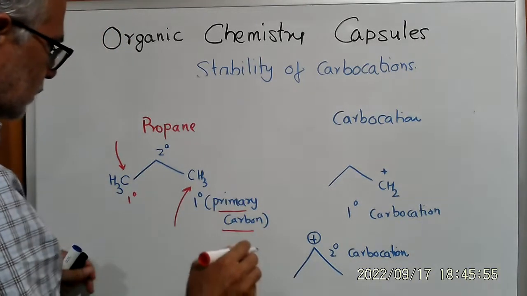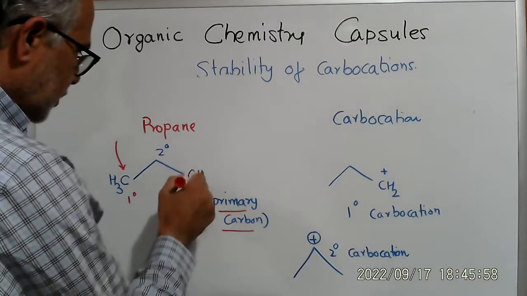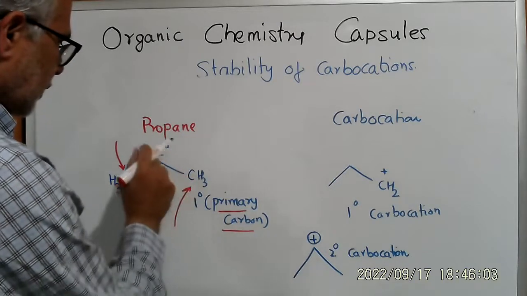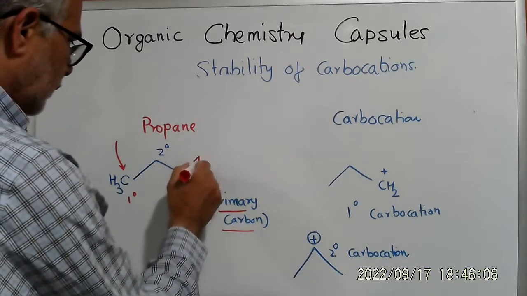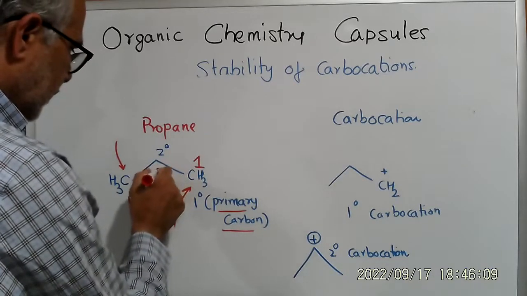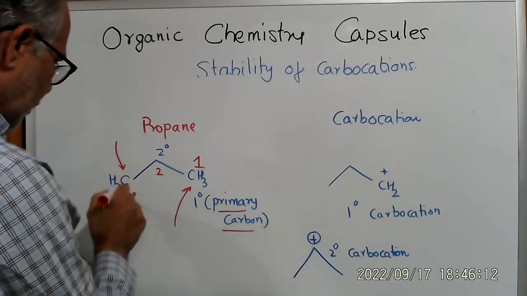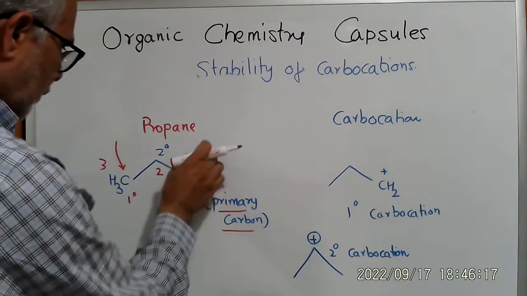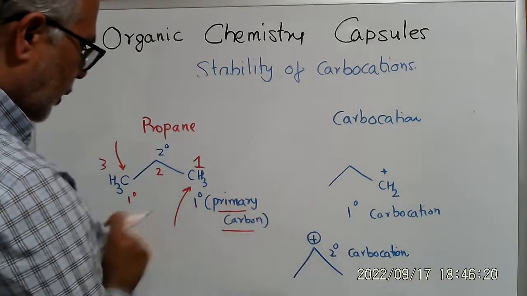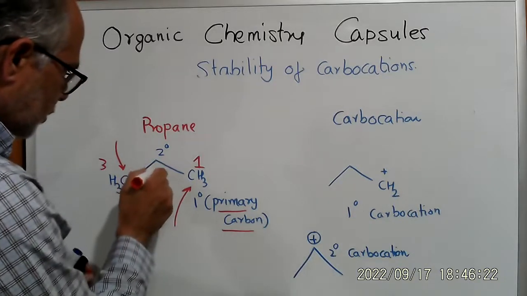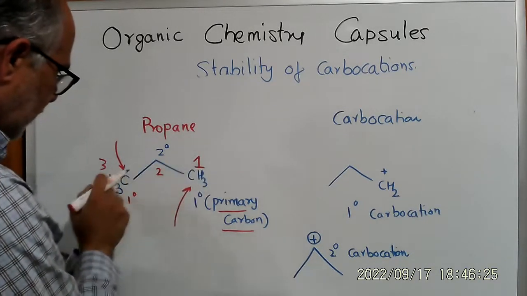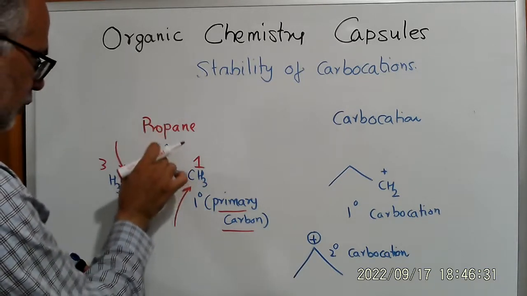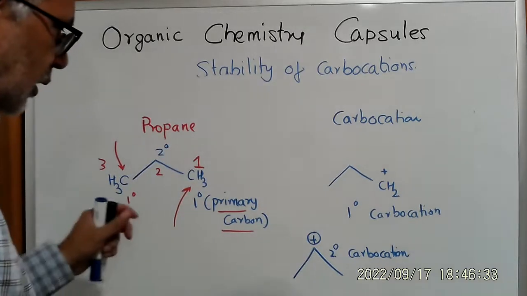Why? Because this carbon of the CH3 is directly connected to just one other carbon. For example, C1 is connected to C2. That's it. And C3 is connected to C2. So carbon 1 and carbon 3 are called primary carbons. And carbon 2, which is connected to C1 and C3, is directly connected to two other carbons. So carbon 2 in propane is called a secondary carbon.